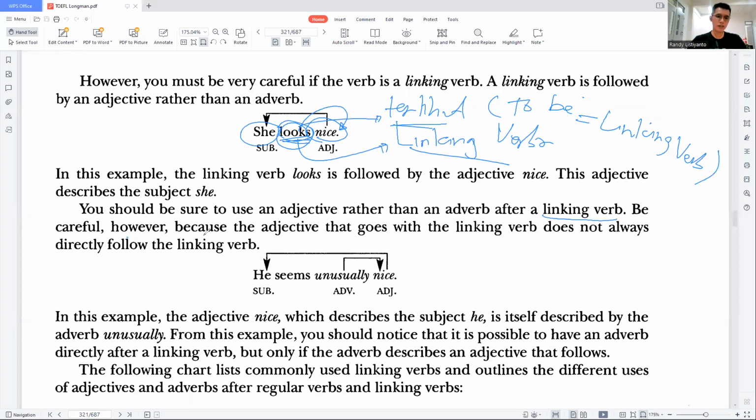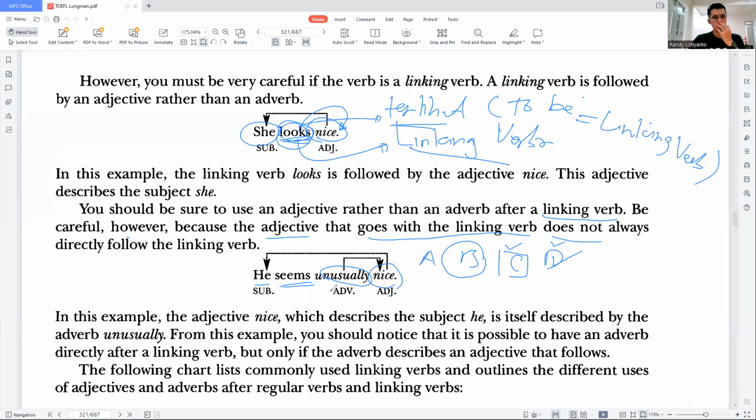Be careful, however, because the adjective that goes with the linking verb does not always directly follow the linking verb. It means that, for example, A, B, C, D: this is the linking verb, and the adjective doesn't have to be right here. It can be here. Say this: He seems unusually nice. The adjective is nice here, and seems is a linking verb. Unusually here is an adverb. It is fine.